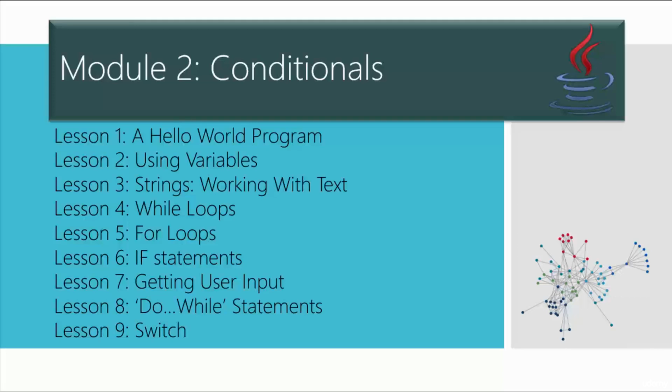And once again, this is a conditional statement that consists of a Boolean expression followed by one or more statements. Lesson 7 is getting user input, which simply allows the user to input data before Java can execute its code. In Lesson 8, I'll explain the do-while statements, which are very similar to a while statement, except that it tests the condition at the end of the loop body.